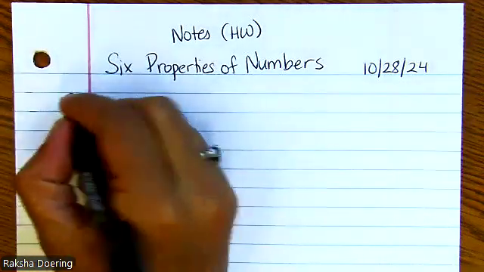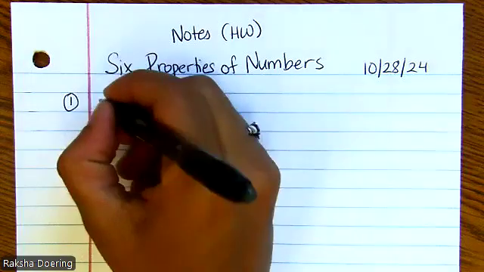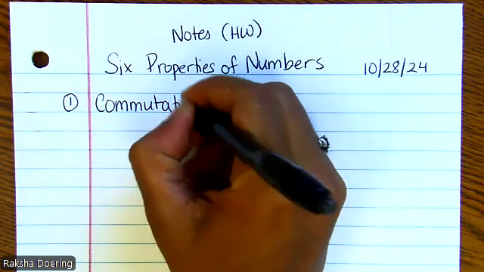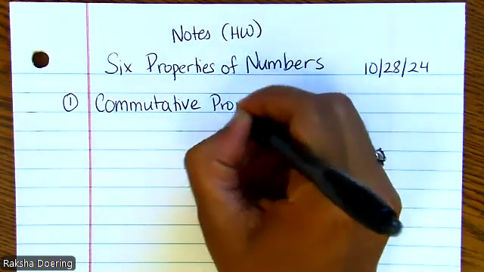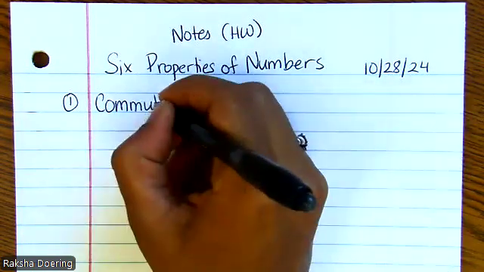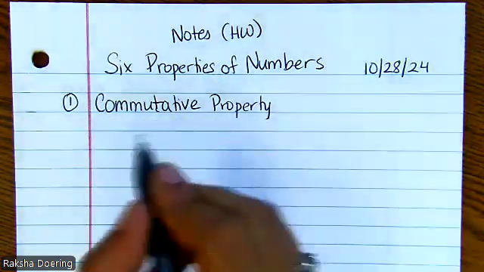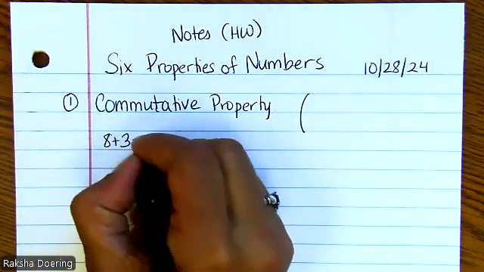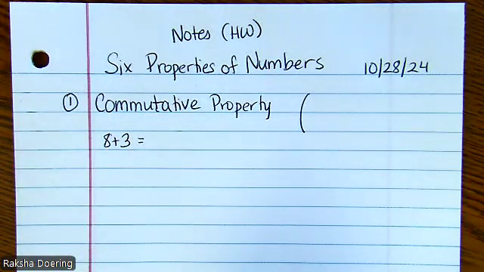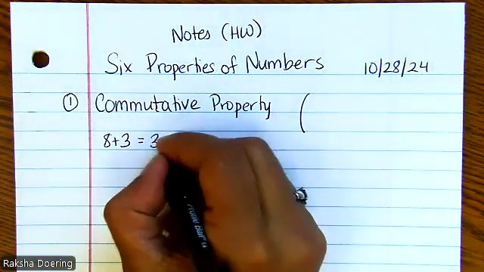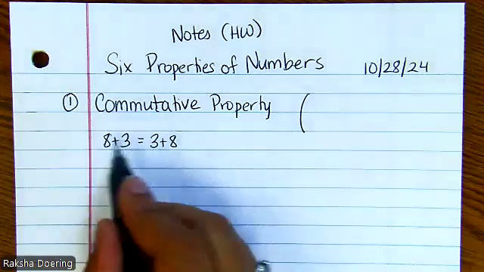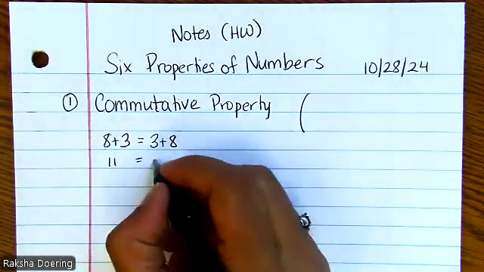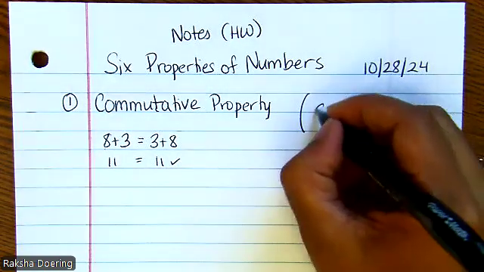The first one is called the commutative property. And the commutative property tells us that if I write something like this, 8 plus 3, then I could switch the order of them, right? 3 plus 8, and they would both give me the same answer. 8 plus 3 is 11, and 3 plus 8 is also 11. So it works for addition.